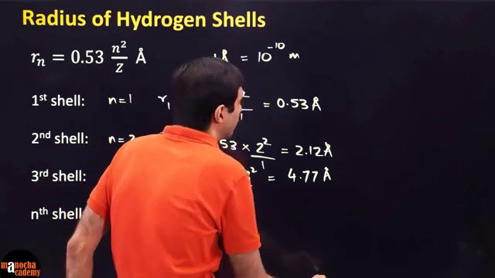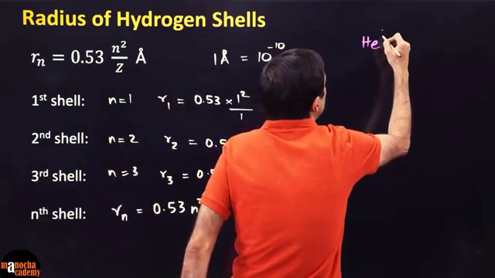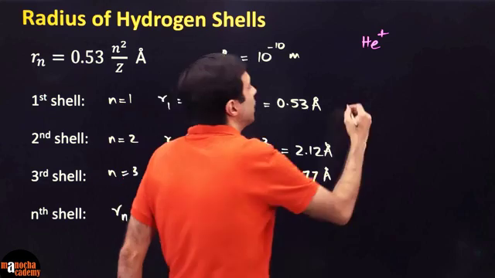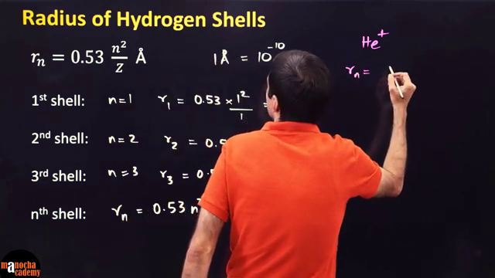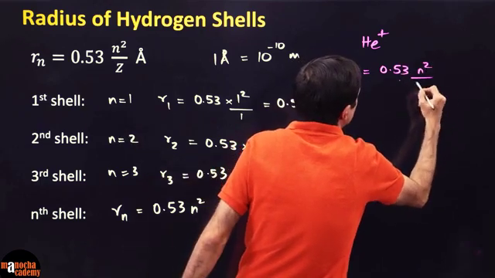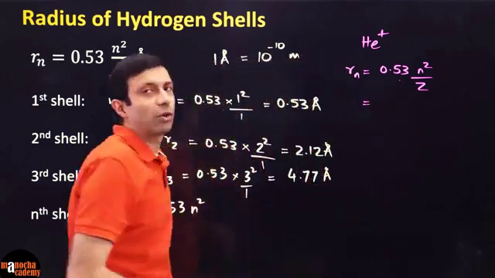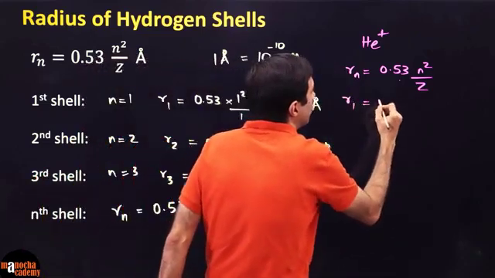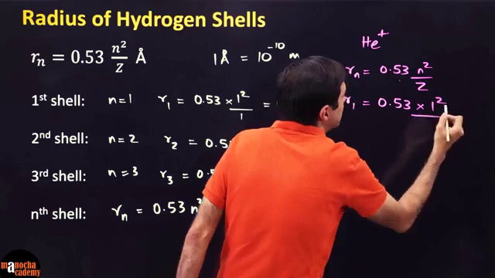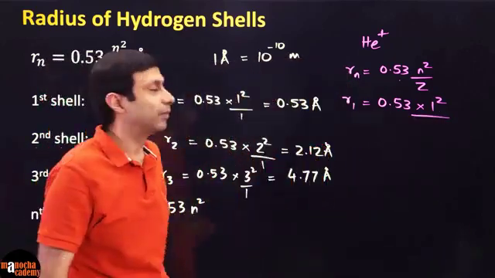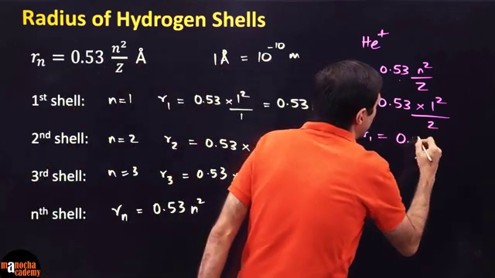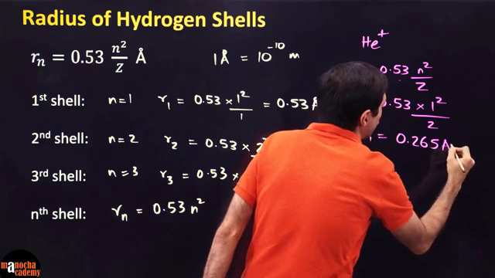So if I give you an example, if you have to work out the radius of He plus ion, because He plus will again have 1 electron. So what will be the formula? Rn equal to 0.53 times n square by Z angstrom. So here let's say we want to work out the first shell. What will it be? R1 equal to 0.53 and n square is 1 divided by what is the atomic number of helium? Z is 2. So you need to substitute 2 over here. If you do the division 0.53 divided by 2, you will get 0.265 angstrom.